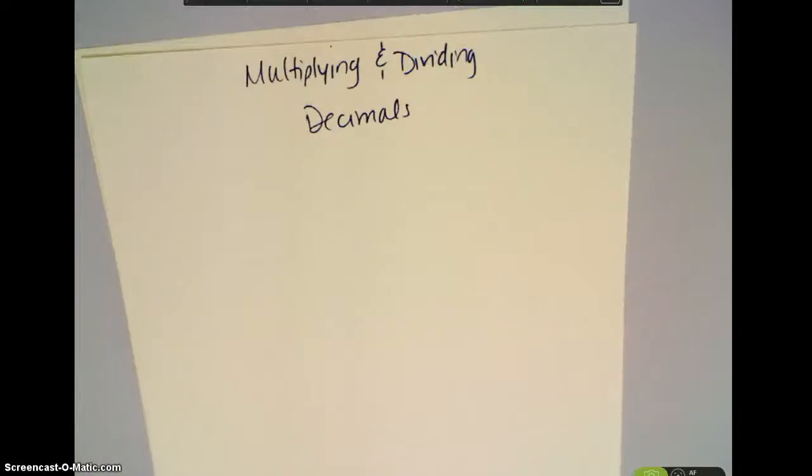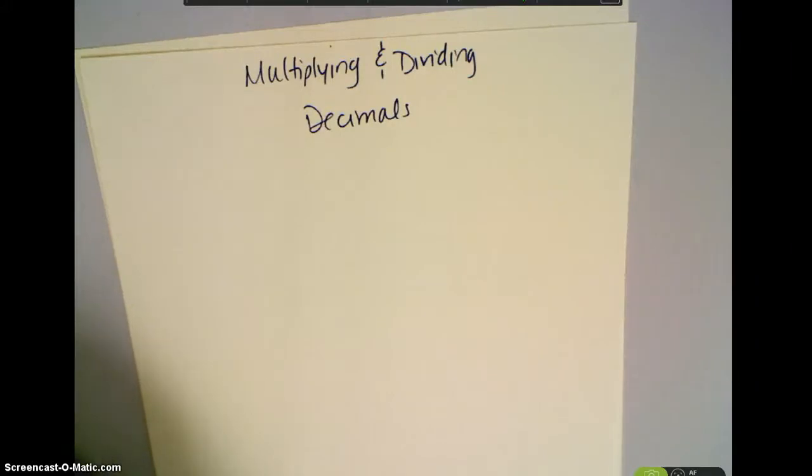We are going to be multiplying and dividing decimals. I'm going to be showing the traditional method for both multiplying and for dividing. For multiplying, if you use the box method, you are still going to count the decimal places just like we do with the traditional method that I'm going to show you.